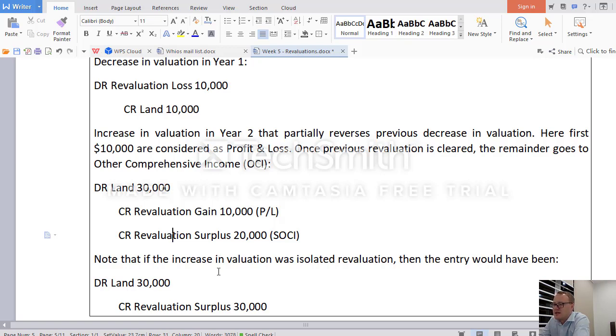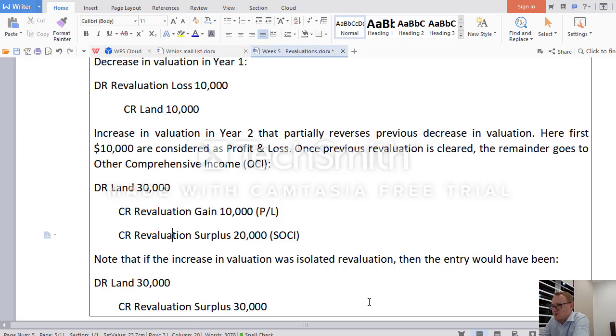But if there is a genuine gain, like here of 20,000, it does not go to the income statement. It goes into other comprehensive income. And of course, if it was an isolated revaluation just from 90 to 120, then clearly debit land 30 and credit revaluation surplus, again this genuine increase of 30,000.